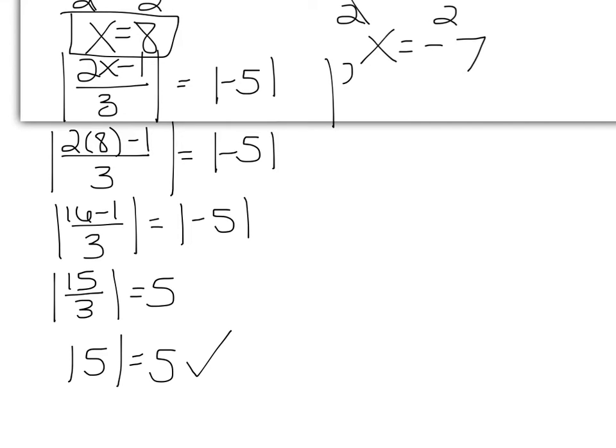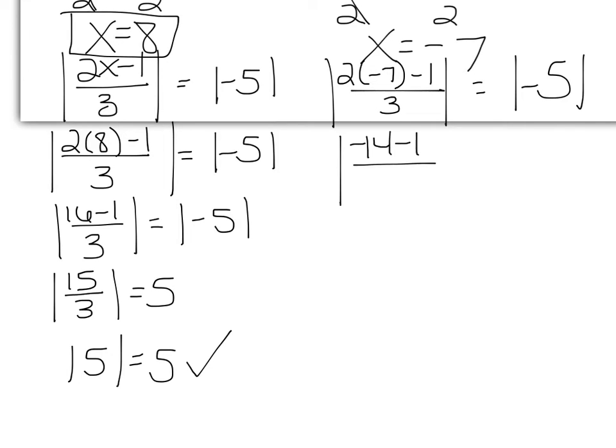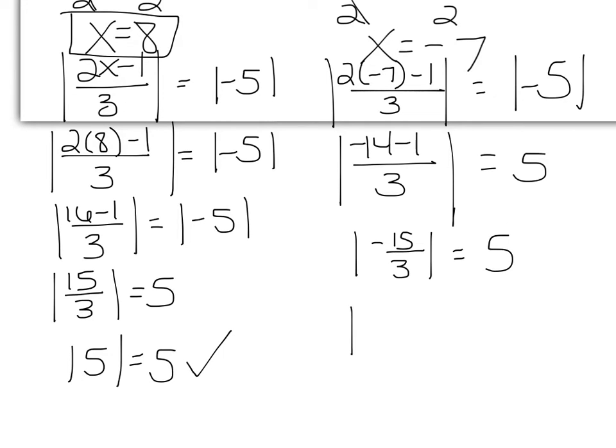Now over here I would have 2 times negative 7 minus 1 over 3 equals the absolute value of negative 5. So that's the absolute value of negative 14 minus 1 over 3 equals 5. Absolute value of negative 15 over 3 equals 5. So this is the absolute value of negative 5 equals 5, which is true. So x equals negative 7 is also an answer.